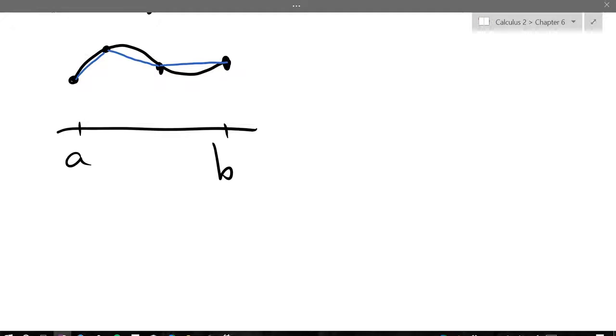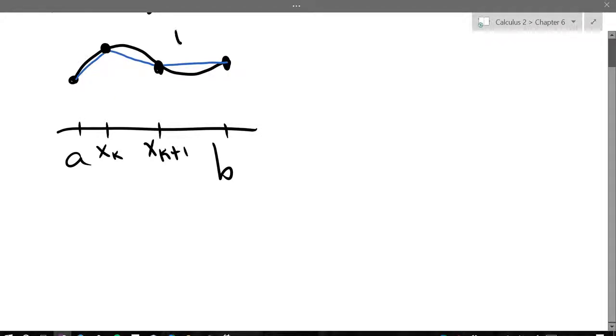And how do I figure out the length of each of these segments? So let's just think about this middle segment. How do I get the length of the middle segment? So I need some x values. We'll call this x, we'll go xk, and we'll call the next one xk plus 1.